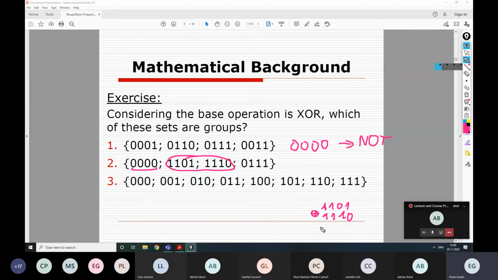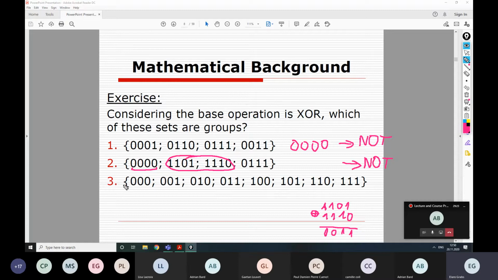So let's calculate what is here. We are doing that bit by bit. So there is no carry in this case. So we just add them up and see what's happening. So 1 and 0 is 1. 0 and 1 is 1. 1 and 1 is 0. And 1 and 1 is 0. As we can see, there is no such element in this set. So we are outside of this set with this result, and therefore it cannot be a group either.